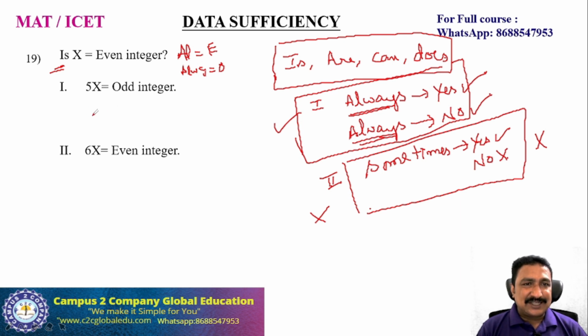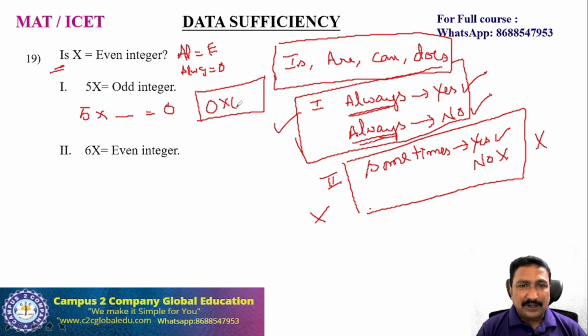Now come to the first statement. What is the first statement? 5 into X is an odd integer. According to properties of integers, we have one important property: odd into odd is always equal to odd.